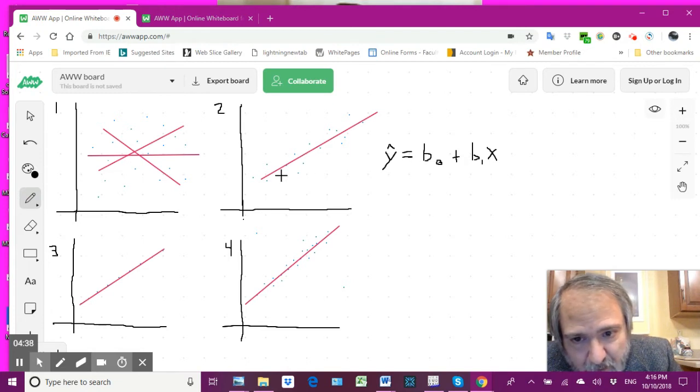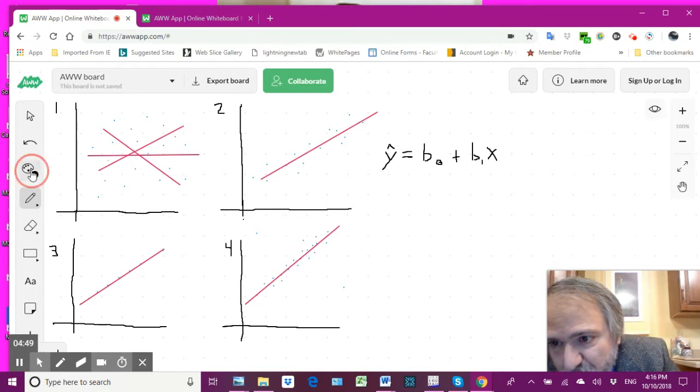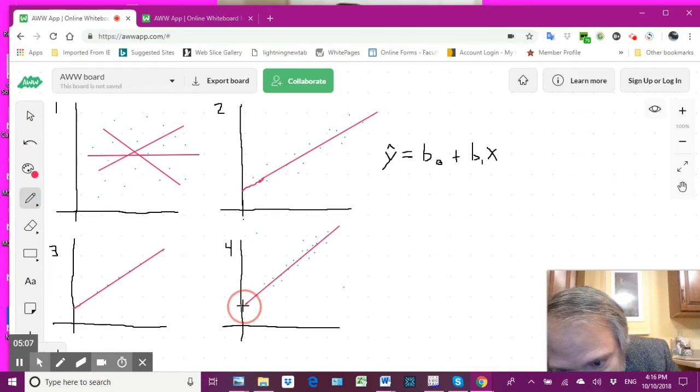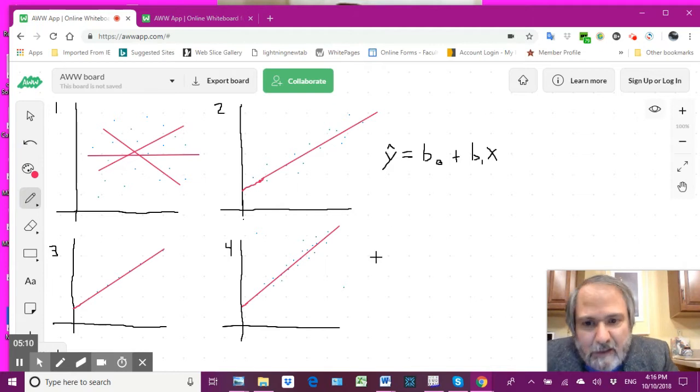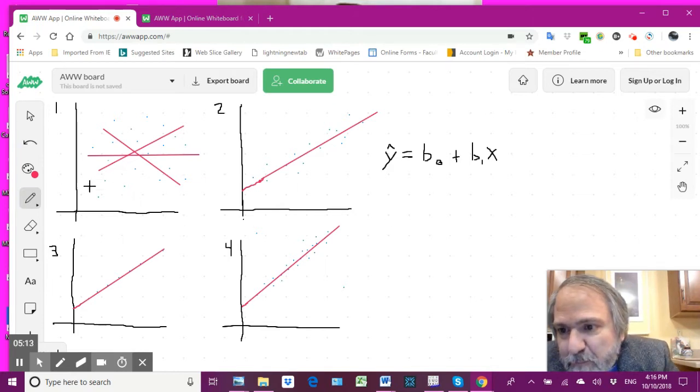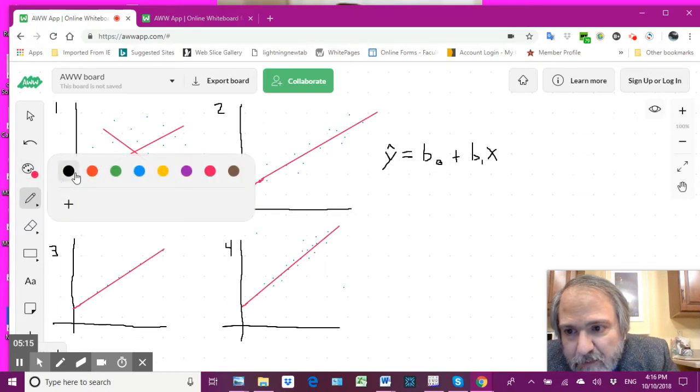So in other words, this is a predictive value. B sub 0 would be my intercept. If I extended this line to intersect the vertical axis, that would be my y-intercept. That's represented by B sub 0. In fact, let me do that here. That might be where it intersects there, and likewise there. Okay, so that would be the intercept, this parameter here.